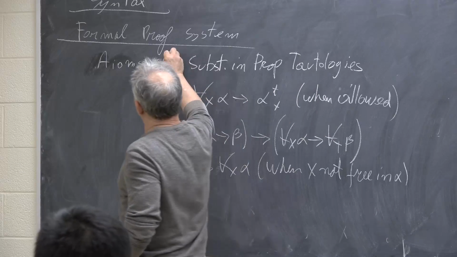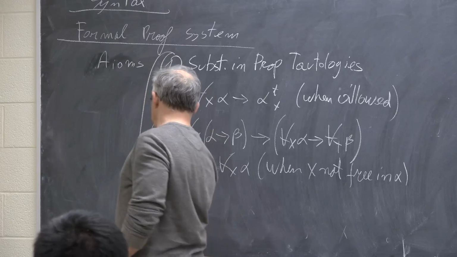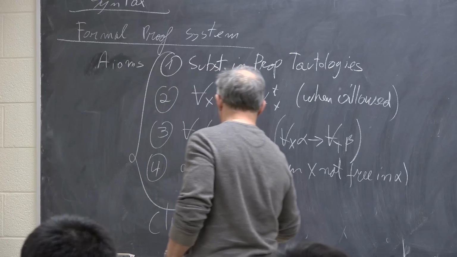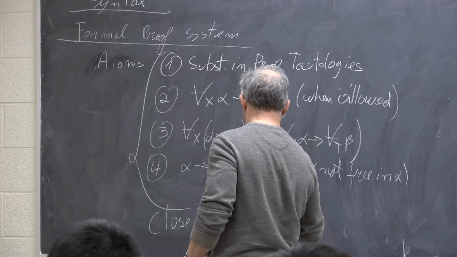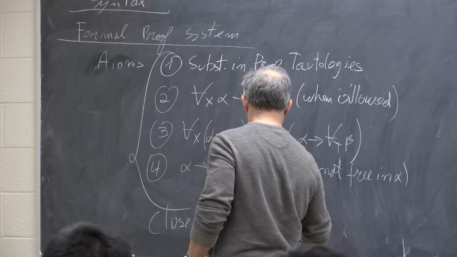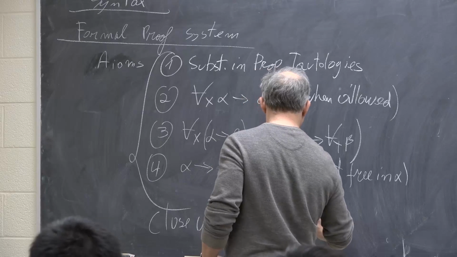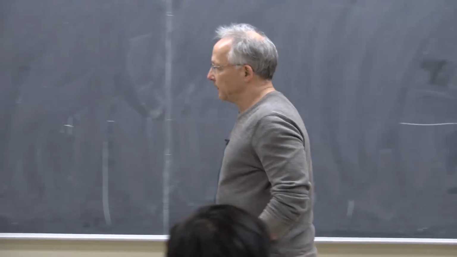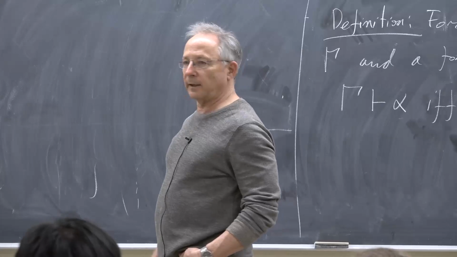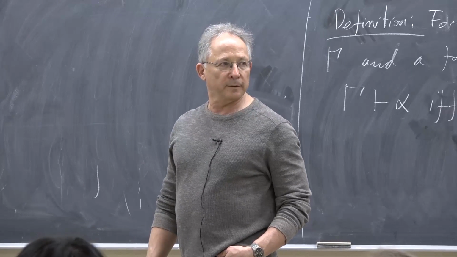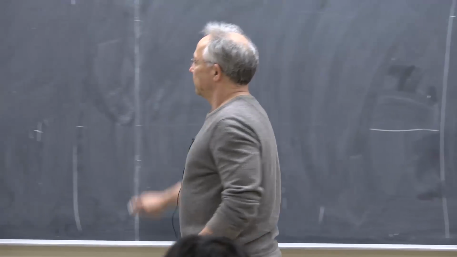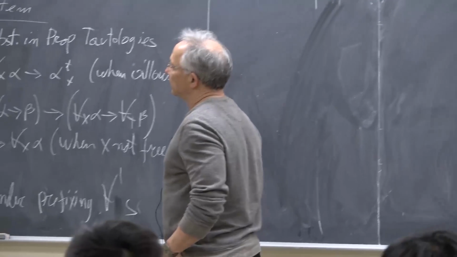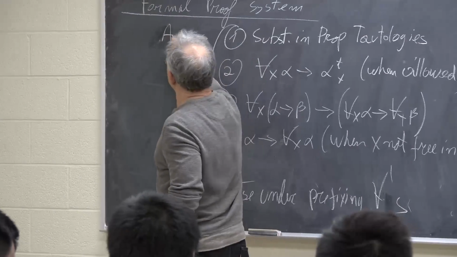And then we took all of this and said close under prefixing for alls. These are the axioms. Close this set under allowing a prefix for all. These are my axioms. So that's what we need to bear in mind. And these are the axioms with an x.